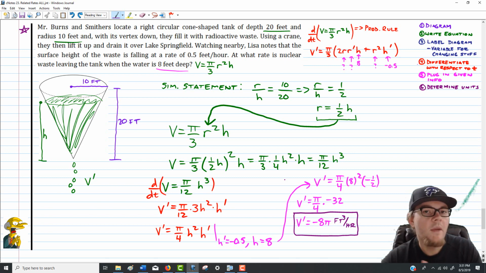So given all that information, obviously this isn't exhaustive, this just runs through the most common tropes and types of problems in the related rates world. But of course your problem set tonight will feature some more variety and some different type questions.